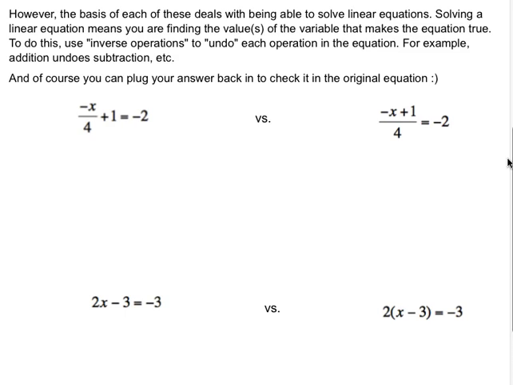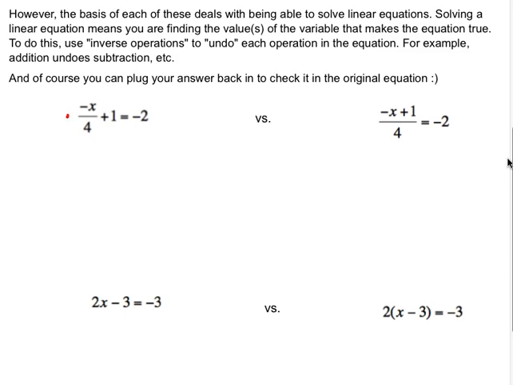Now of course things are going to be happening to the x. And the goal when we're solving an equation is we're going to focus on undoing all of those things that are being done to x to try to get x by itself. Okay, so let's take a look at what that means. So in this first one, I'm going to be talking about this one right there.